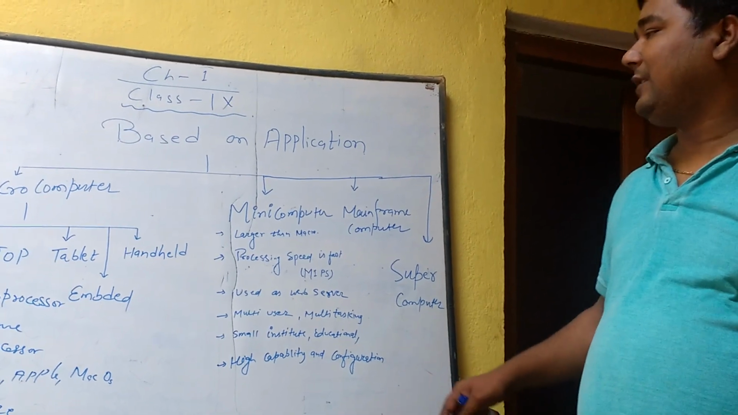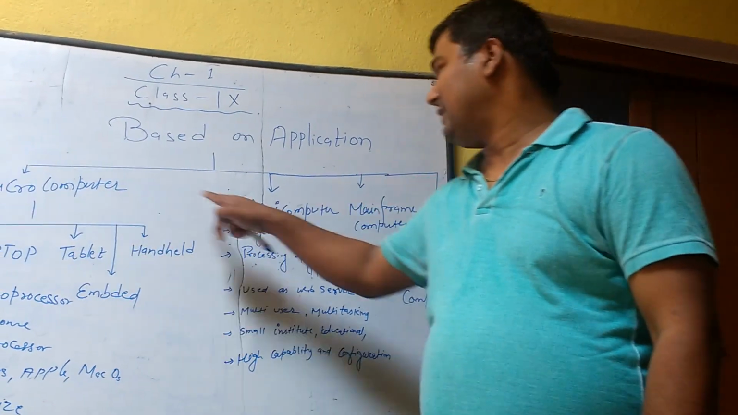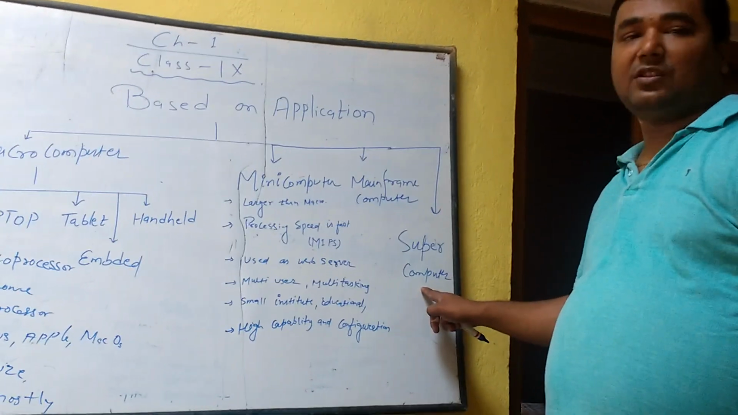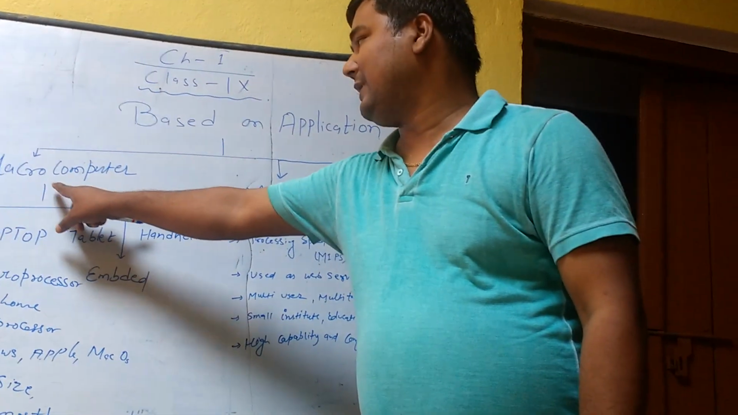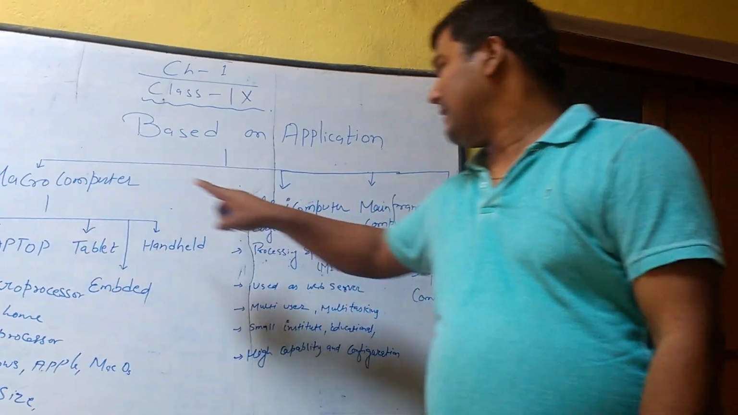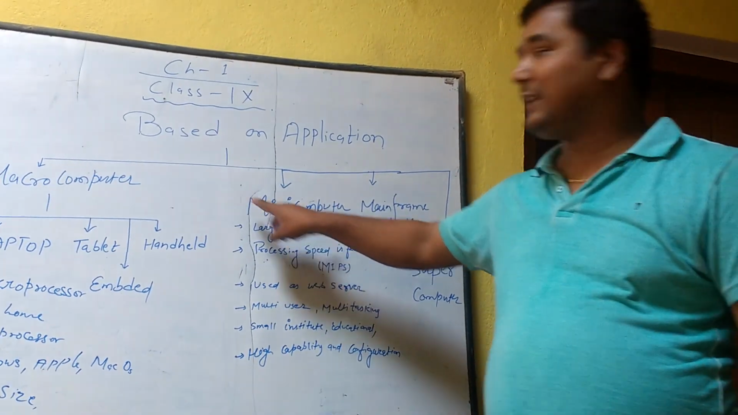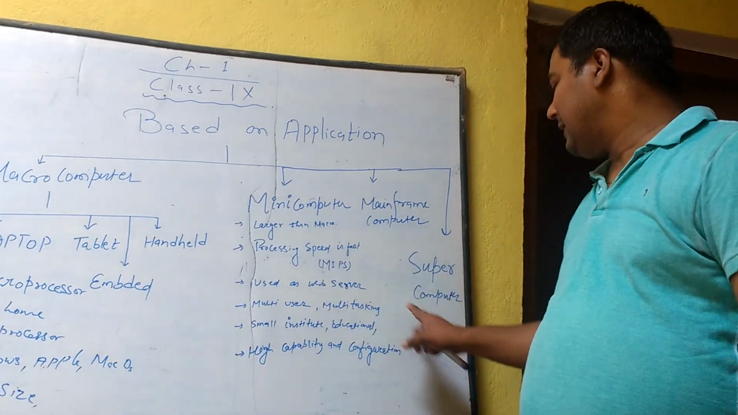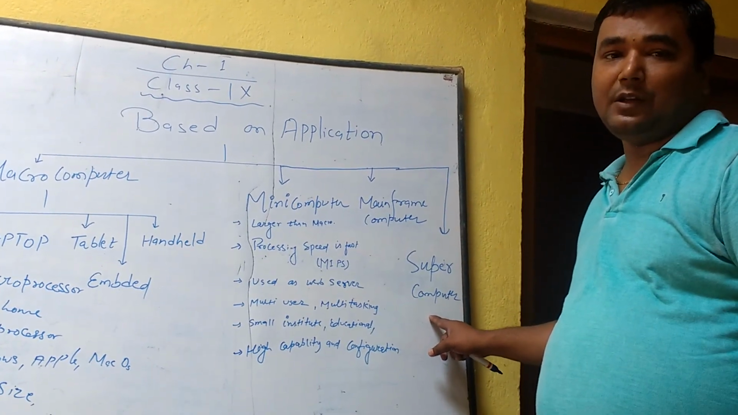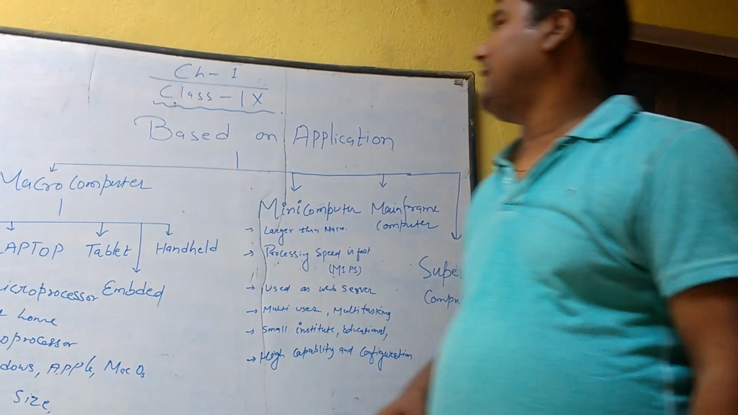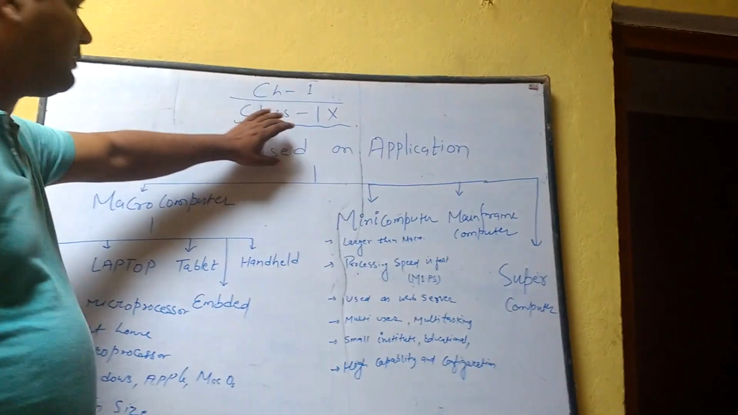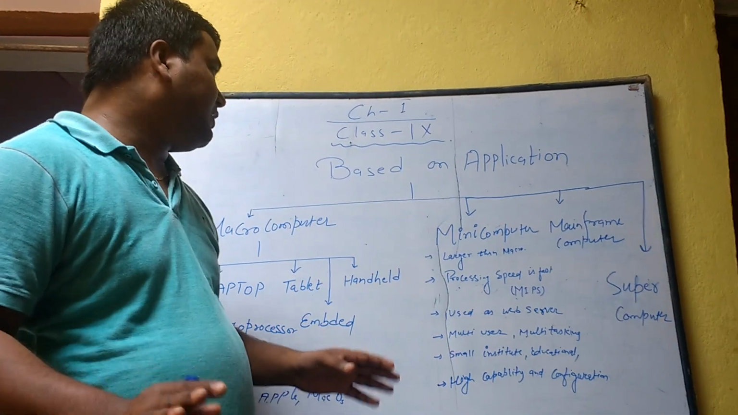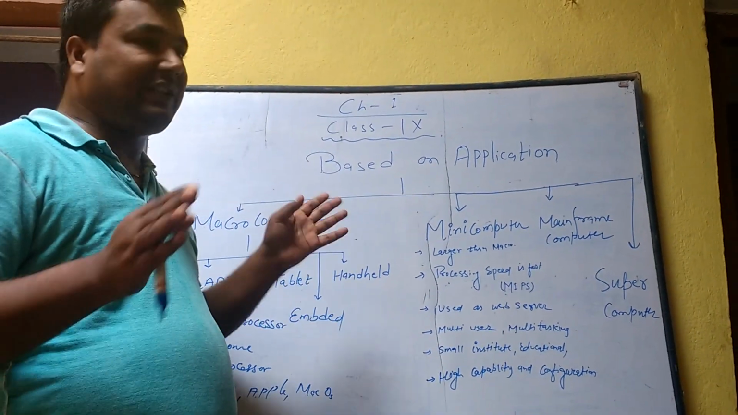So you can say that the microcomputer is the smallest, the mini computer is larger than the microcomputer, and the mainframe is larger than the mini computer, and the supercomputer is the largest. Its processing speed is higher than the microcomputer, higher than the mini computer, and it has the highest speed. So you can see here the basic types of computers based on application, and this is the last topic of this chapter.